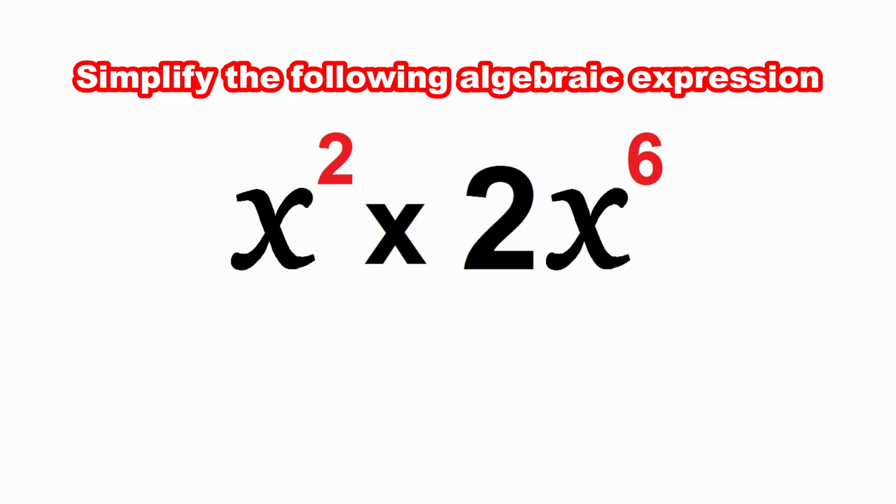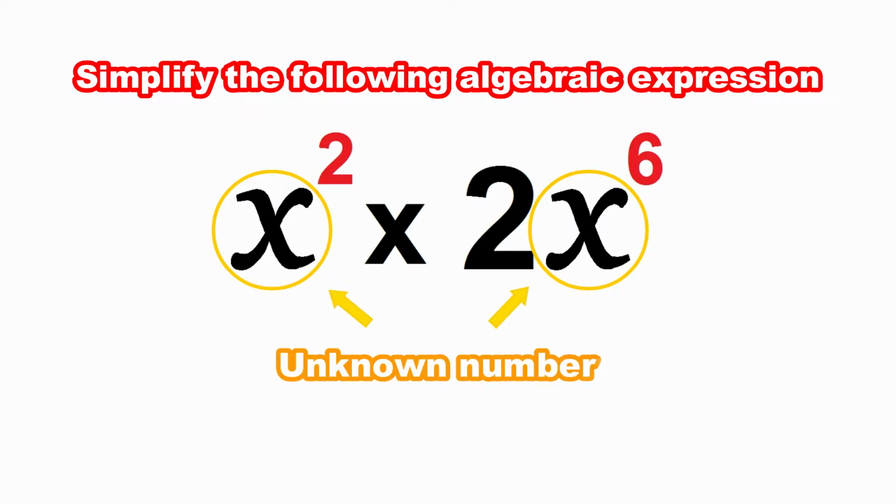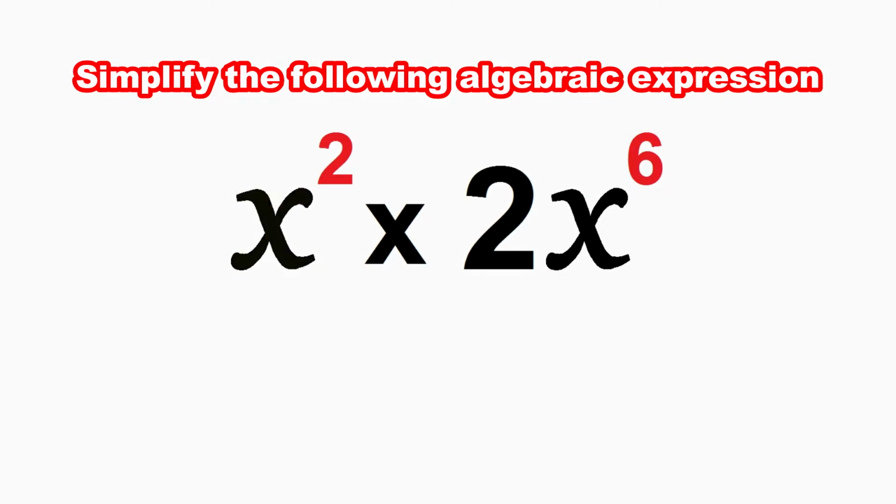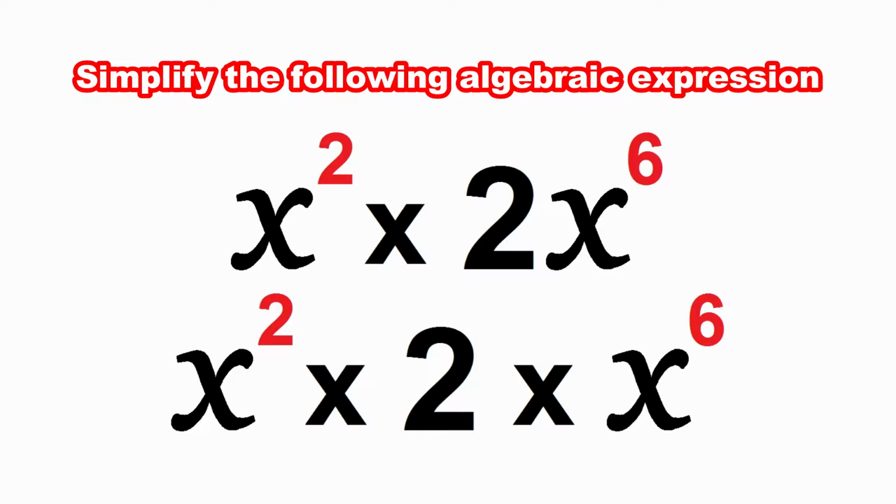For example, you might get asked to simplify an algebraic expression that contains index numbers, something like this one: x squared times 2x to the power of 6. Remember, a letter like x in an algebraic expression is just a code for an unknown number. This expression is like saying we have a number multiplied by itself times 2 times that same number multiplied by itself again 6 times. Now if we break this expression up, we'll have x squared times 2 times x to the power of 6.